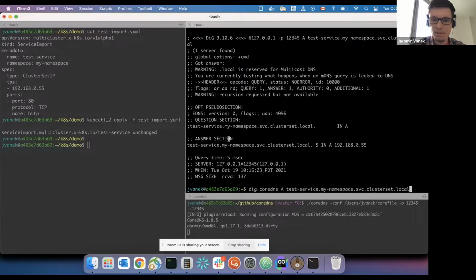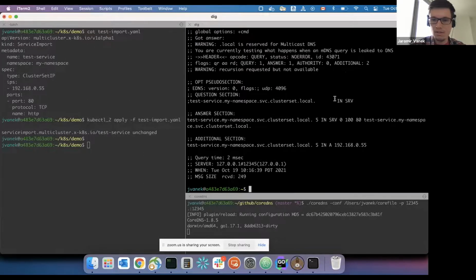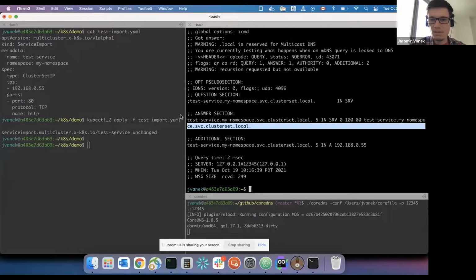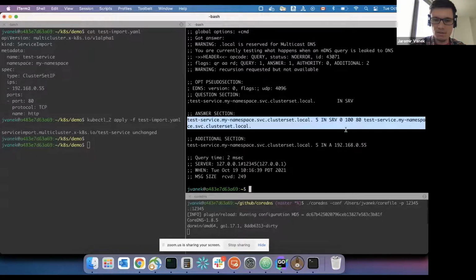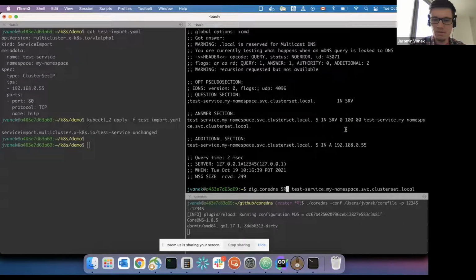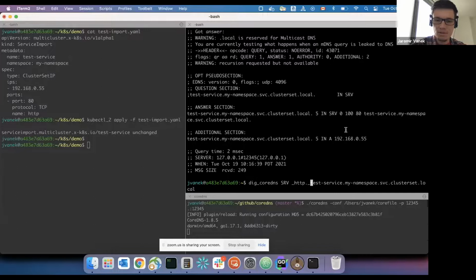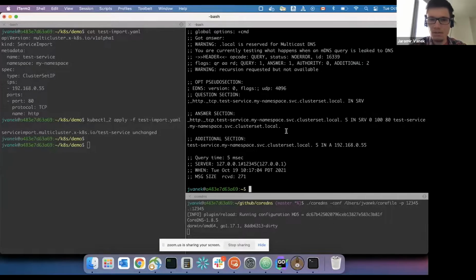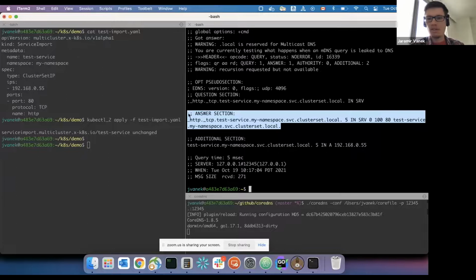I can do the same for SRV, obviously following the spec. So in case of SRV, I'm getting SRV with a port as well, and I can also follow the more precise format of the SRV, that's the port and the protocol, following the SRV spec. TCP, right? And I'm going to get the same. So this is for the SRV support.